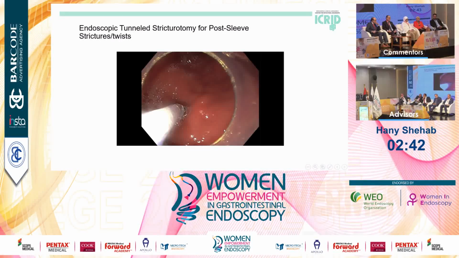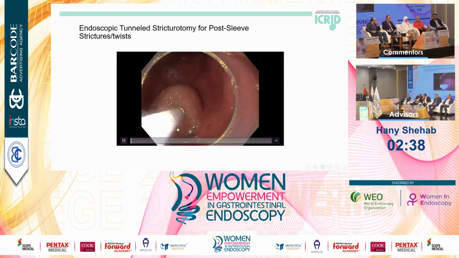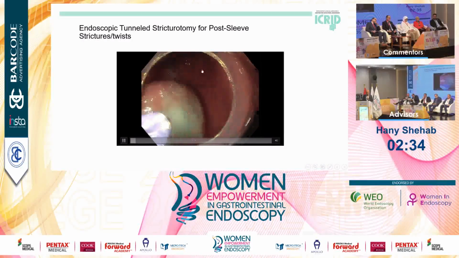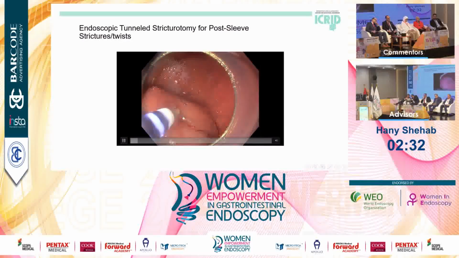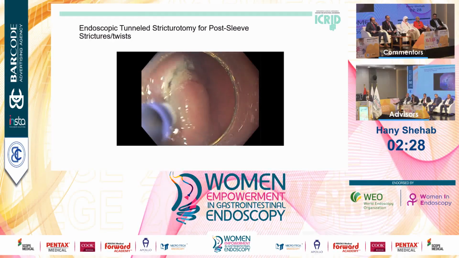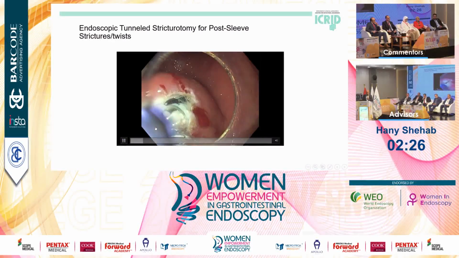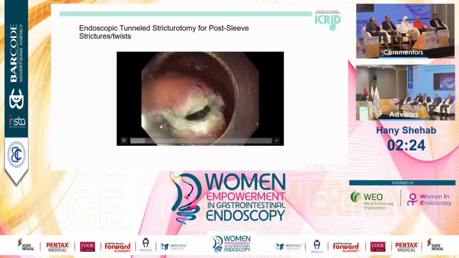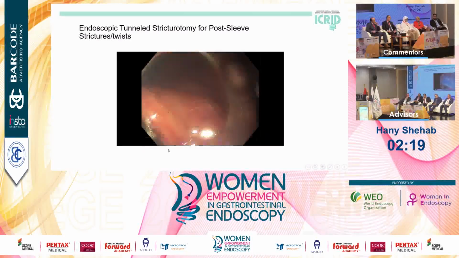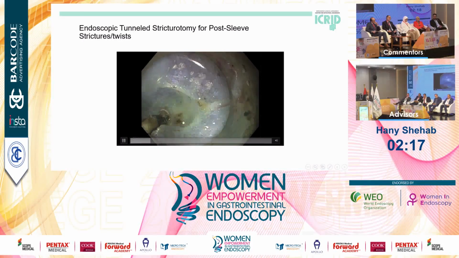This is an example of a patient who had a very tight stricture at the incisura after a sleeve gastrectomy. So what we did here is we are at about 5 centimeters above the incisura along the staple line, and then we do an incision, we do a tunnel, we enter this tunnel, with the aim to expose the underlying muscle and fibrosis at the level of the stricture. And here we're doing the submucosal tunneling in this blue submucosa.